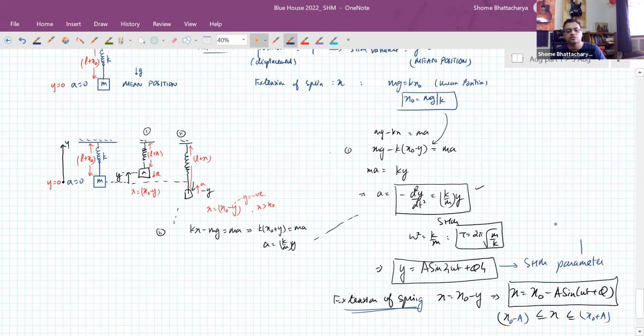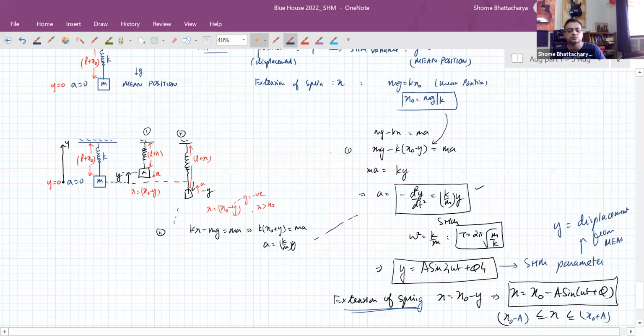So remember, y is the displacement from mean position, because we have taken our mean position as y equal to 0. It is not the net compression or extension of the spring. I'll explain that. In the second case, Jagannath, I'll explain that also.